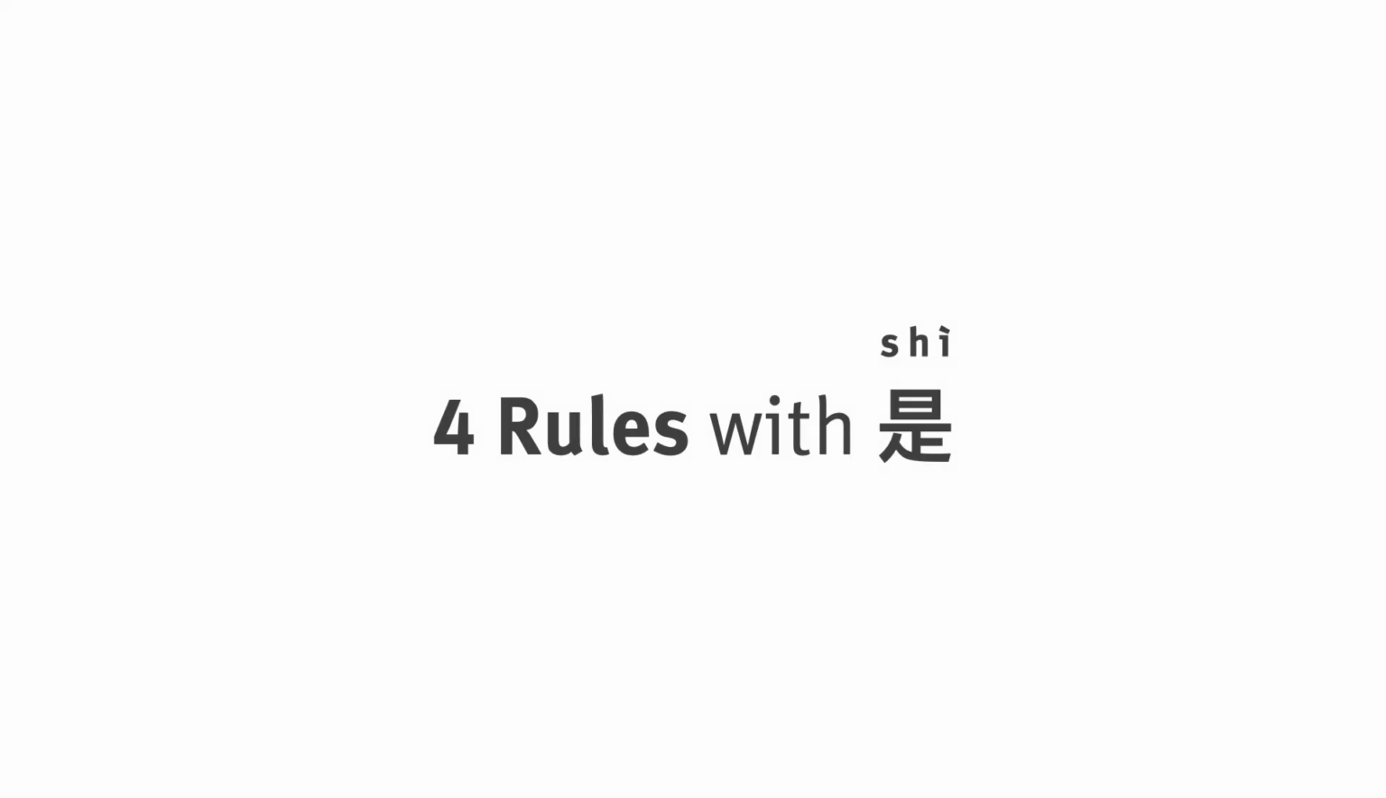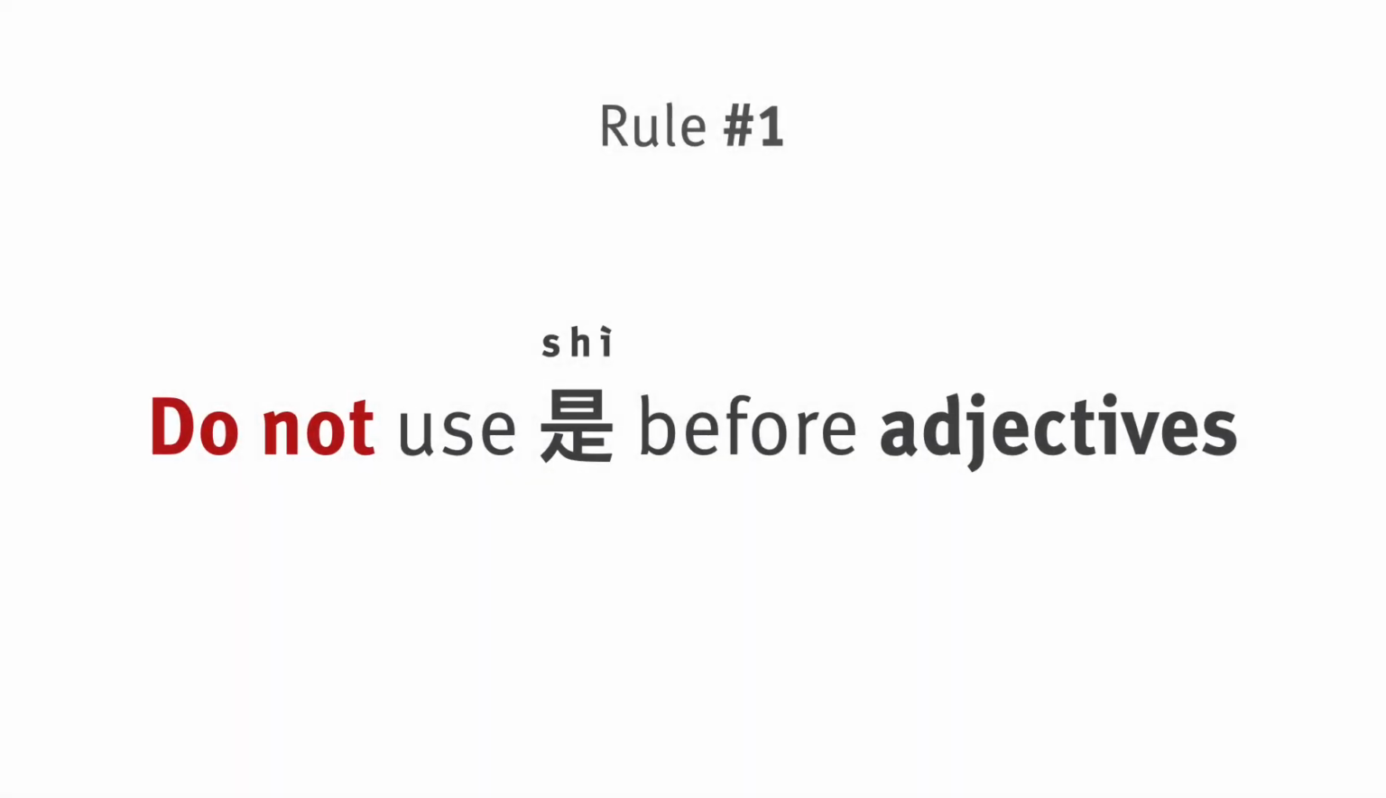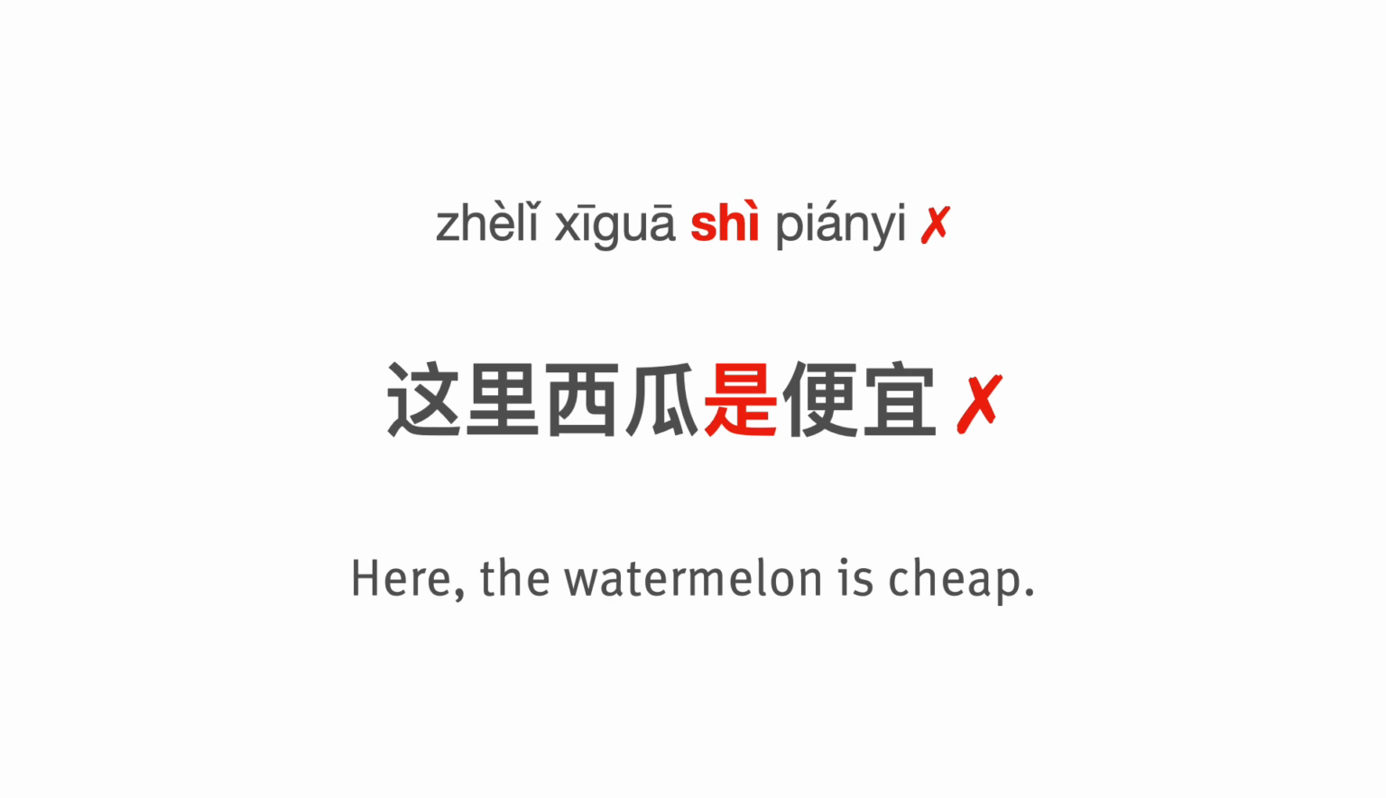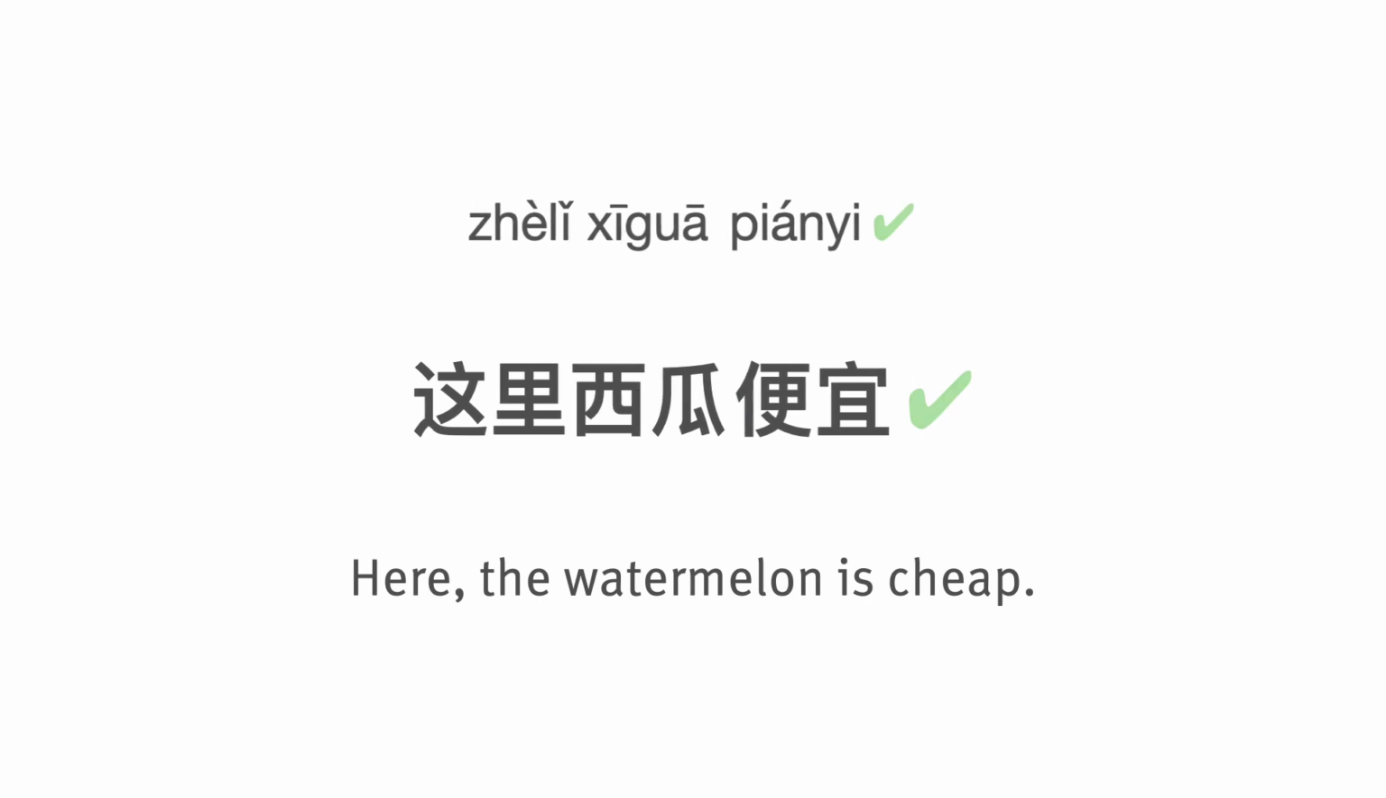Whether or not to use the word 是 is actually quite complex, but here I'm going to break this down into 4 rules. Rule number 1, do not use 是 before adjectives. For example, do not say 这里西瓜是便宜. 便宜, meaning cheap, is an adjective. We shouldn't use 是 before adjectives. So the sentence should become 这里西瓜便宜.